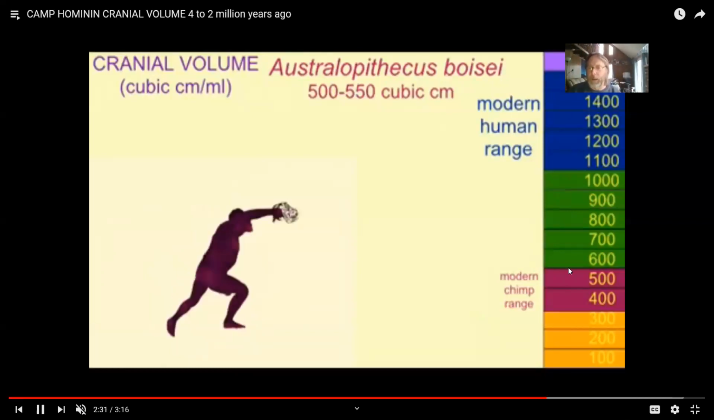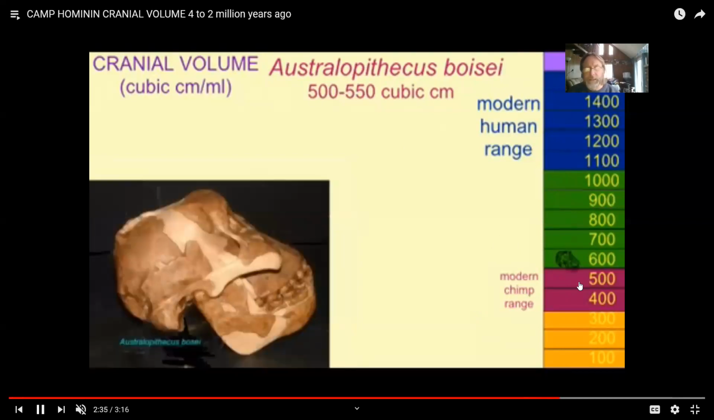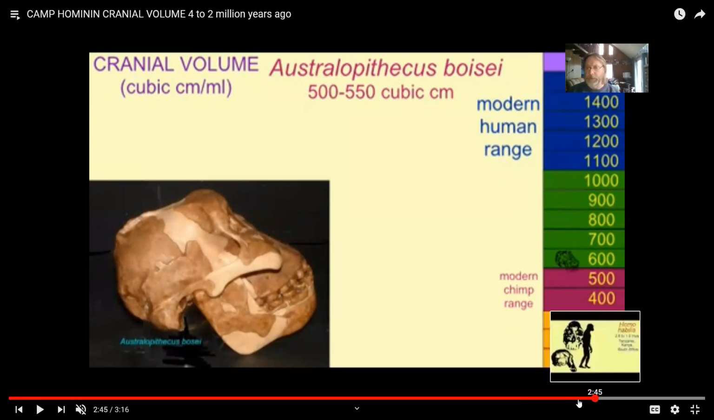But when you look at Australopithecus boisei, notice its cranial volume is just a little bit higher than that of chimps. And also notice that it has a ridge on its parietal bone for enlarged chewing muscles.